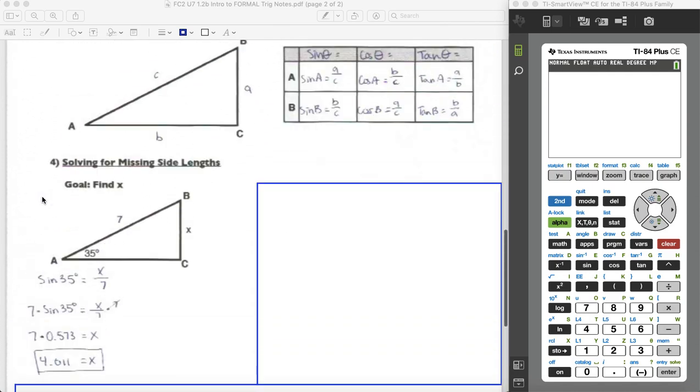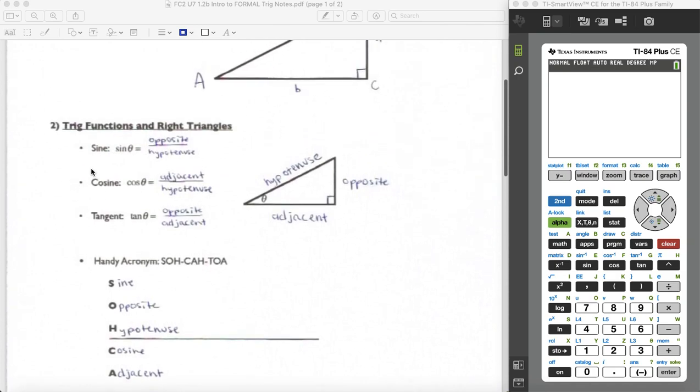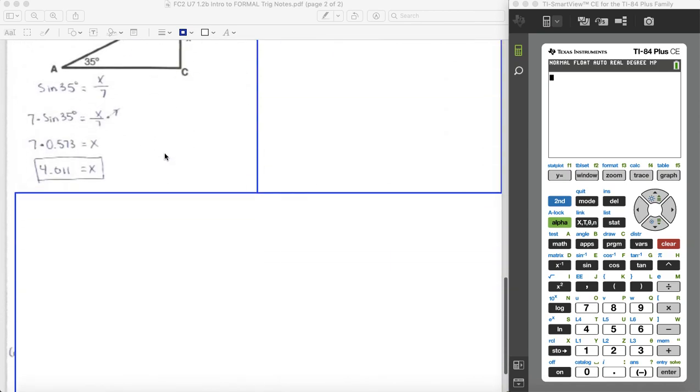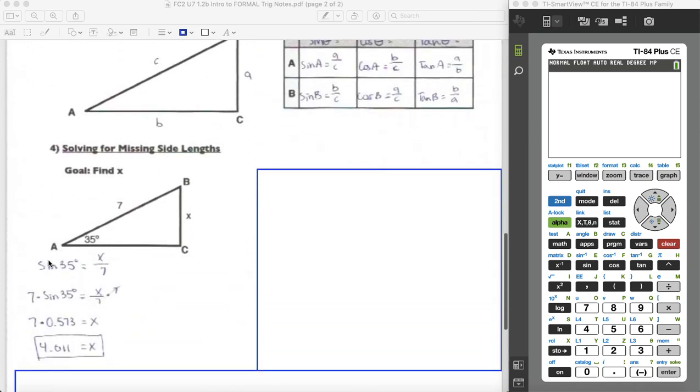And the way we set it up is exactly how we see it in the previous page. The sine of theta equals the opposite side length divided by the hypotenuse. So I'm going to set it up that same way. The sine of 35, we actually know the angle. The sine of 35 degrees equals the opposite, which is x, divided by the hypotenuse, which is 7.